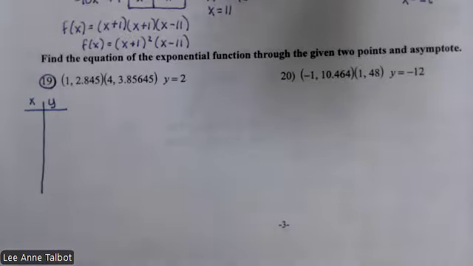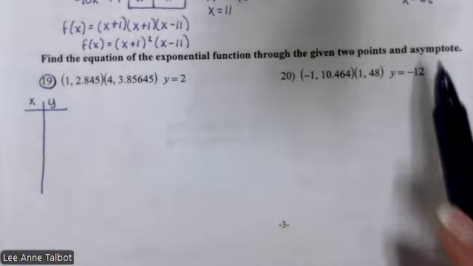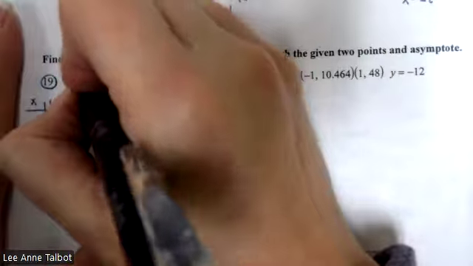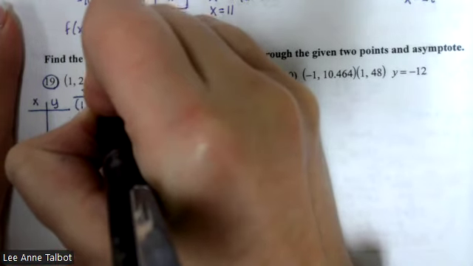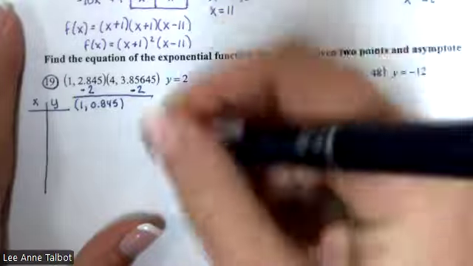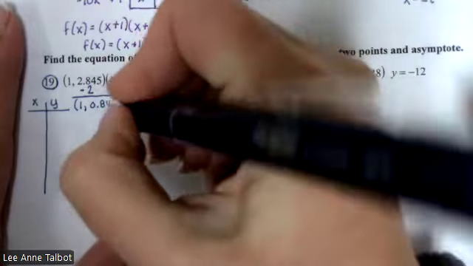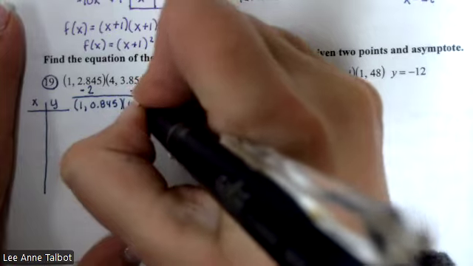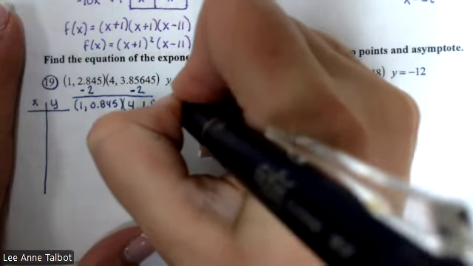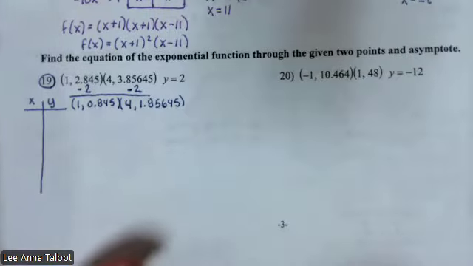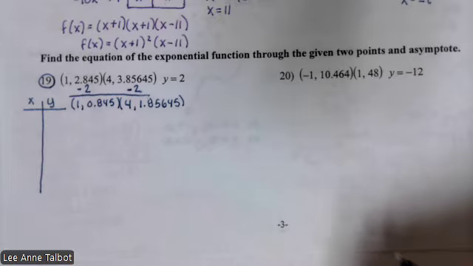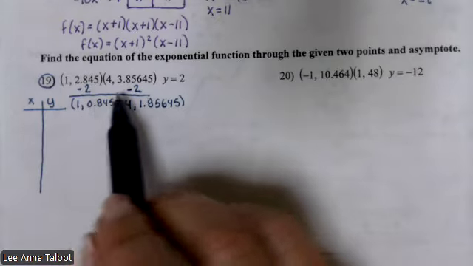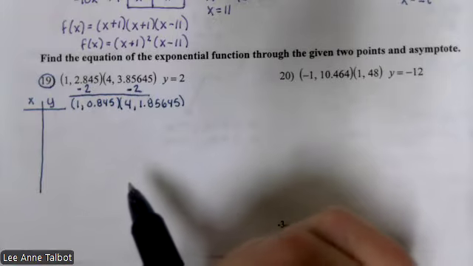Okay, so let's review how to do this. So I have 2 points in an asymptote. The first thing I need to do is undo the asymptote on the y's. So this point is 1, 0.845. And this point is 4, 1.85645. A little bit nervous about these decimals. I don't know about you. Okay, so step 1 is to undo the asymptote on the y coordinates.